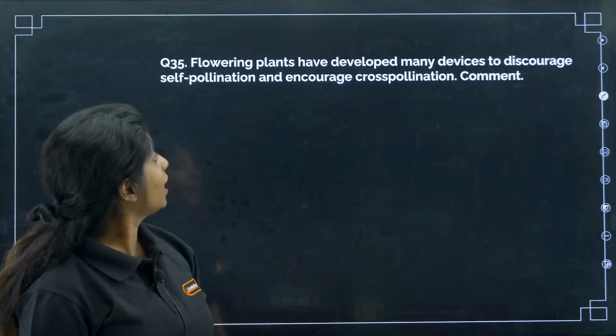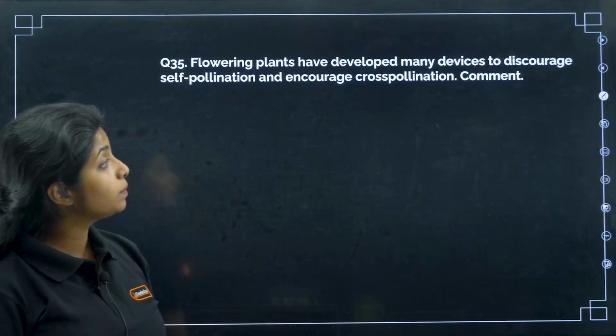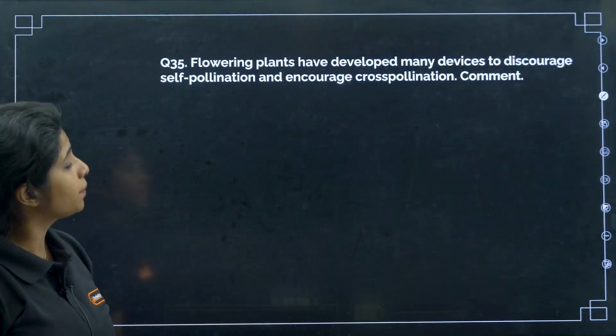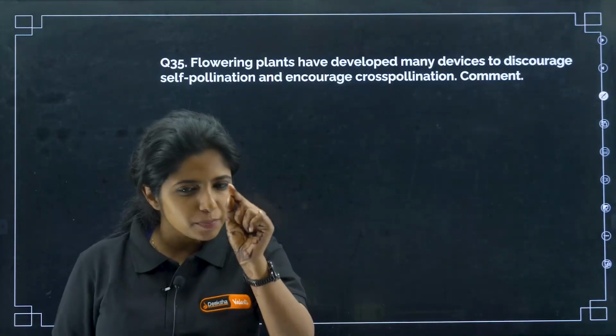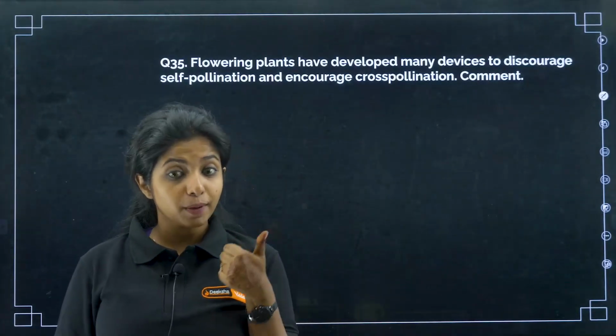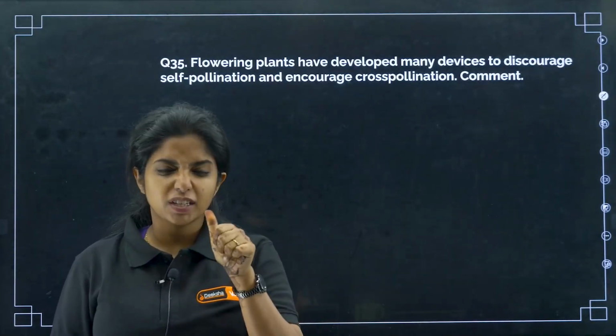Now going ahead with the next question. Flowering plants have developed many devices to discourage self-pollination and encourage cross-pollination. This is a 5-marker question, and you can take a 1 minute break and come back really fast. I will also take a 1 minute break and come back really fast, but with a little amount of water.